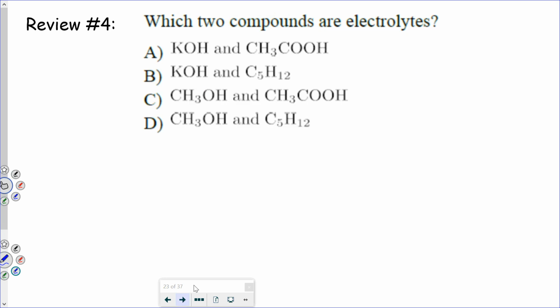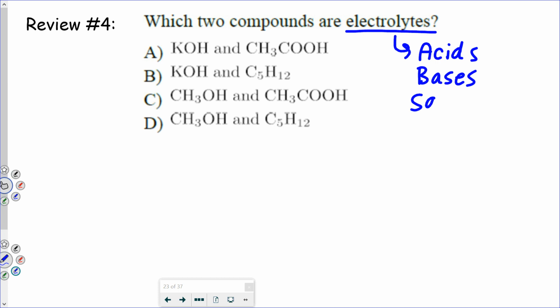All right, number 4, which two compounds are electrolytes? Pause the video. Remember, electrolytes are substances that conduct electricity in water. Acids, bases, and salts are all considered electrolytes. Things like alcohols and sugars are not. So let's go through each of these.